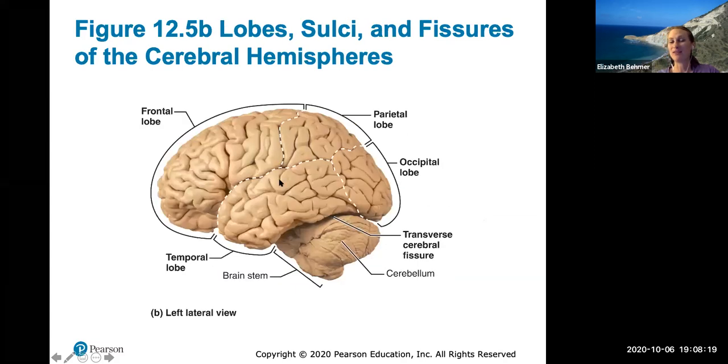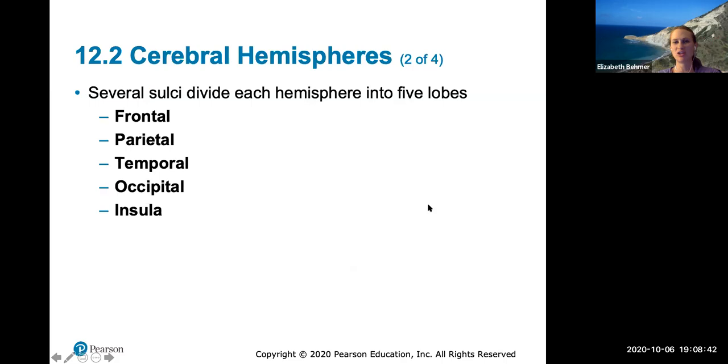Here is a look at the lobes of the brain: the frontal lobe, parietal lobe, occipital lobe, temporal lobe. The brain stem will be directly anterior to the cerebellum, and again, the transverse fissure separates the cerebellum from the cerebrum above it. You probably have some familiarity that different things occur in each lobe, so I want us to have a good understanding of what the lobes are.